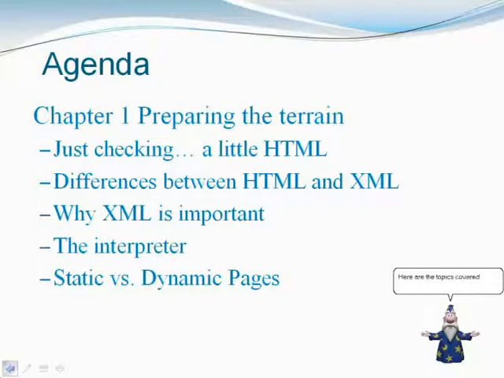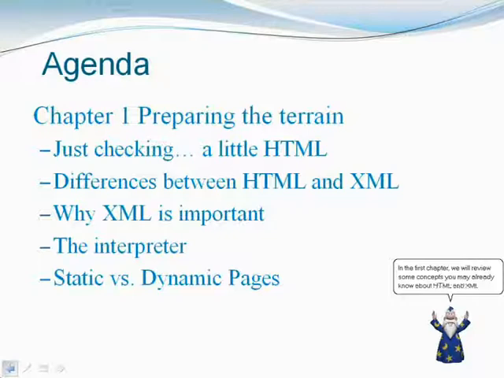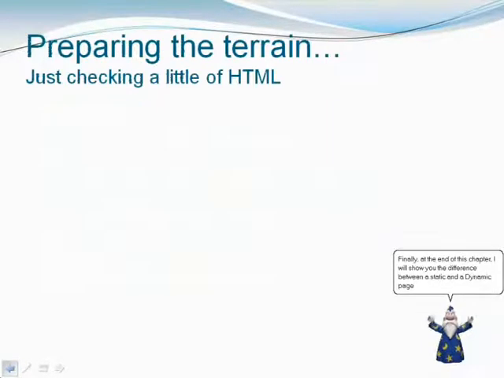Here are the topics covered in this chapter. Each topic has a corresponding video. In the first chapter, we will review some concepts you may already know about HTML and XML, and we will learn about the differences between them. We will also talk about why XML is important. Then we will learn about what an interpreter does. Finally, at the end of this chapter, I will show you the difference between a static and a dynamic page.